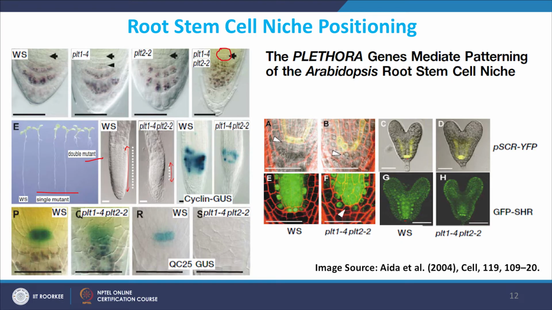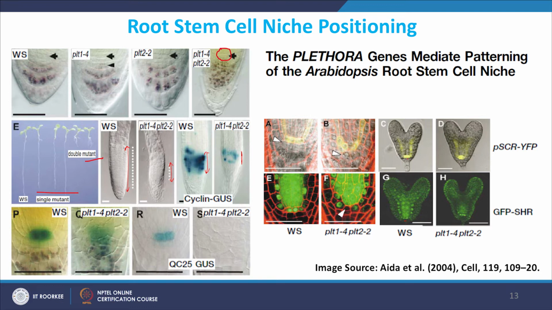Here, if you look at the marker, cyclin GUS marker, cyclin markers are basically markers which mark the dividing cells. It will express in the cells which are under the process of cell division. And if you look in the wild type, you can clearly see that a large number of cells are under the process of cell division, but in the double mutant, this number is significantly reduced. Same thing you can see by the loss of the QC25 marker. So, in wild type you have the QC25 marker expressed in the QC, but in the mutant the expression has totally disappeared.